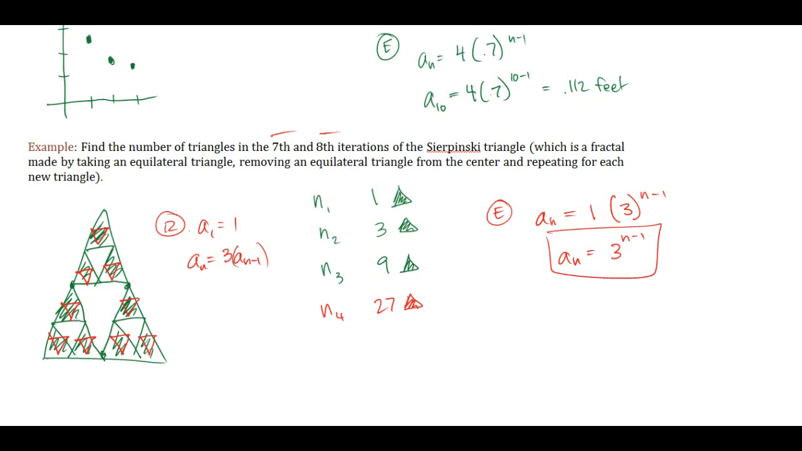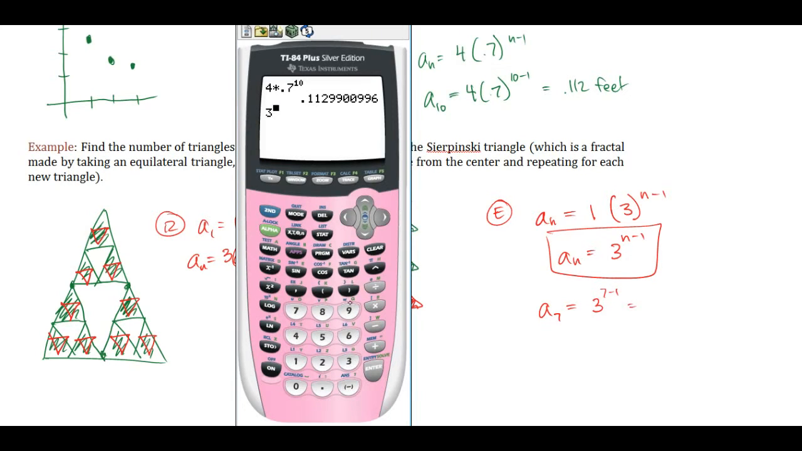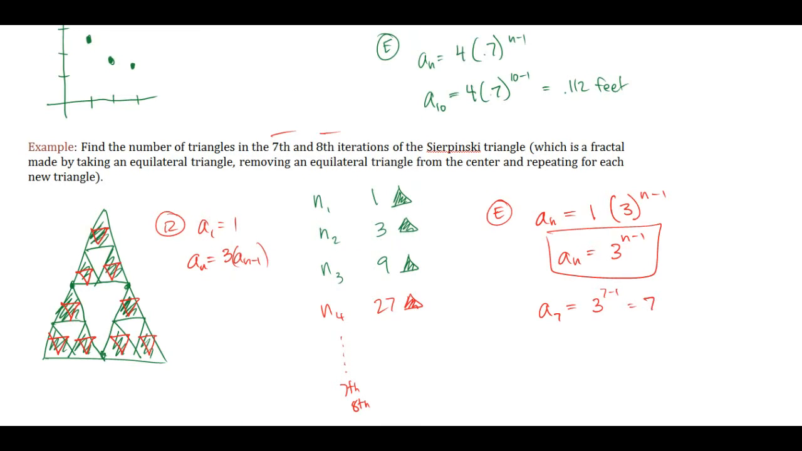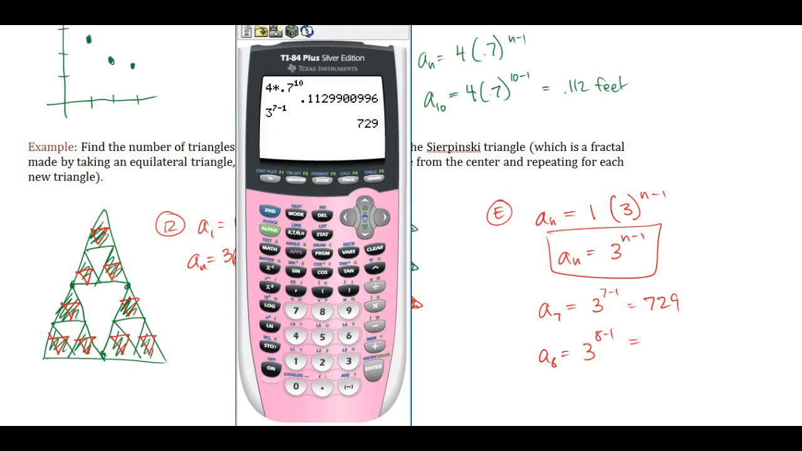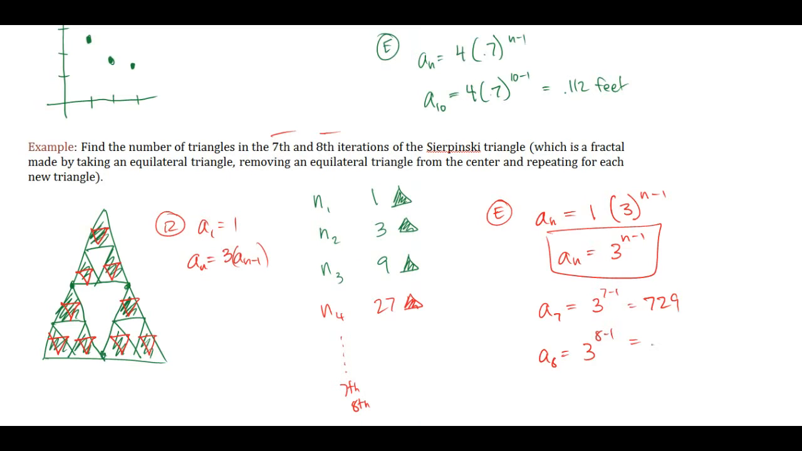But again, to find that, I would have to build this whole list all the way out to the 7th and 8th. But now I have an explicit equation. I can tell you the 7th iteration of this would be 3 to the 7 minus 1 power. So I grab my calculator, 3 to the 7 minus 1, and I say there are 729 triangles. And you say that's crazy, and I say, well, not as crazy as if we go out to the next iteration where you cut all those up, and you would have 3 to the 8 minus 1, so that's 3 to the 7th power. And if I do 3 to the 7th, that's going to be 2,187 triangles.